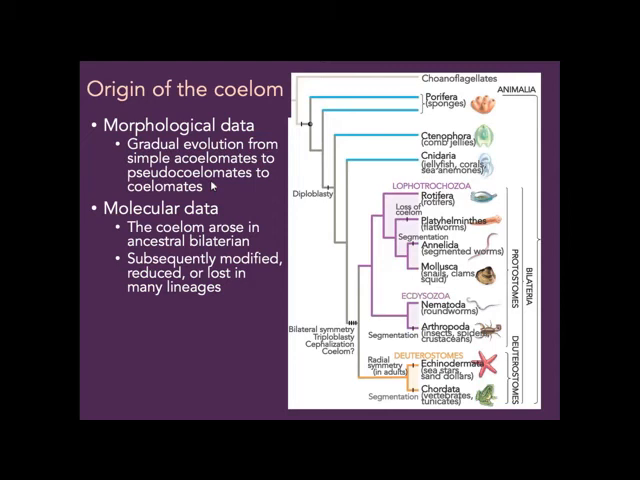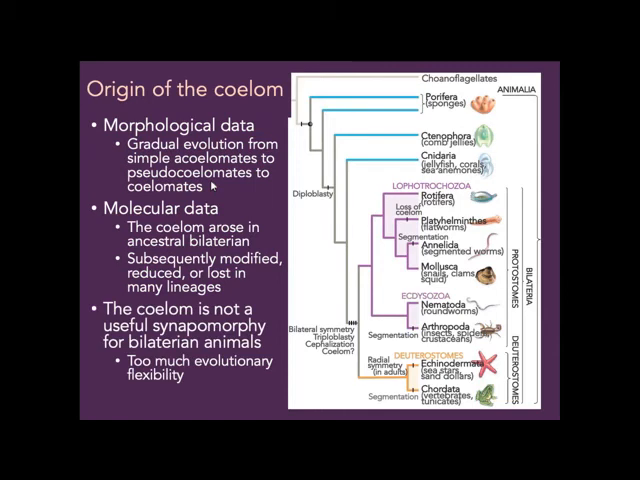So if you figure out where the coelom is found here, for example, we think maybe the coelom was first acquired here, and then it's lost over here. I don't think I have all the things written on here, but these are pseudocoelomates, these are coelomates over here: coelomate, coelomate, pseudocoelomate, no coelom, coelomate, coelomate. So it's not a very useful synapomorphy for figuring out the relationship between bilaterian animals because it's very evolutionarily flexible, okay? It seems like it has been quite easy for different lineages to evolve different kinds of coeloms.